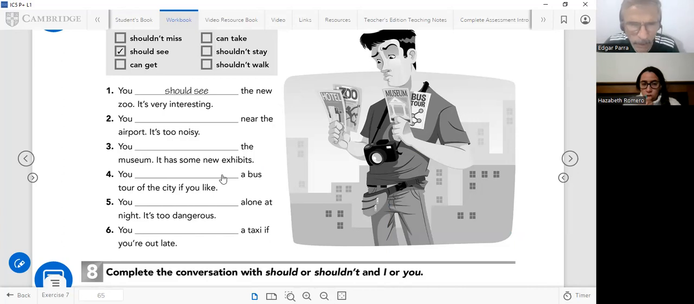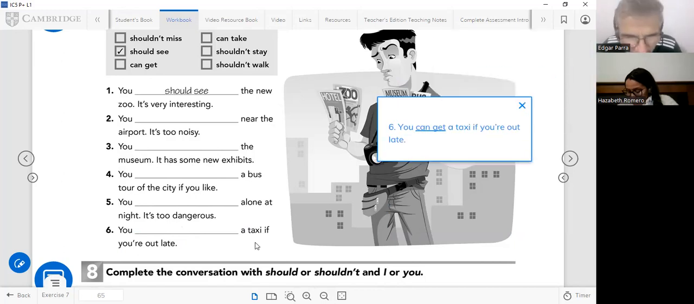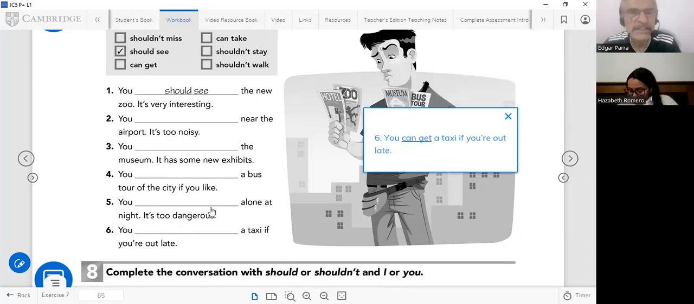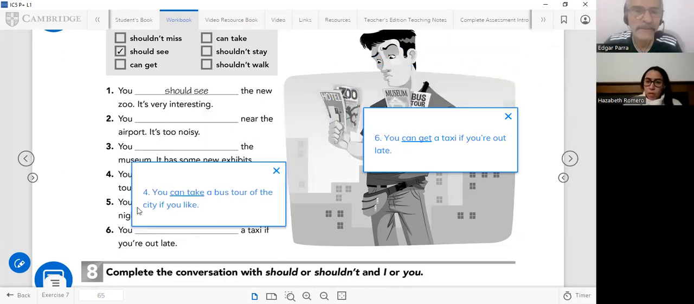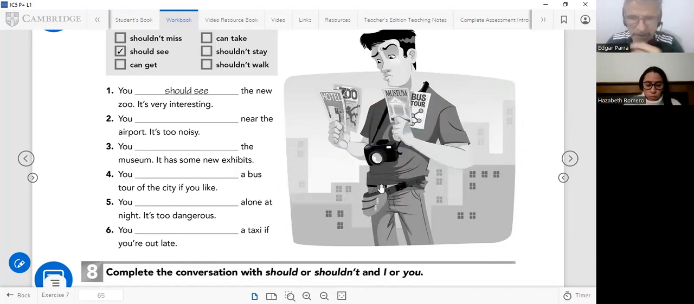So when you say get a taxi and take a bus, put it in your brain. Take the bus. Get a taxi. You say taxi, you say get. You say bus, you say take. Take a bus. Okay? Study that, and put it in your brain right here. Take a bus and get a taxi.